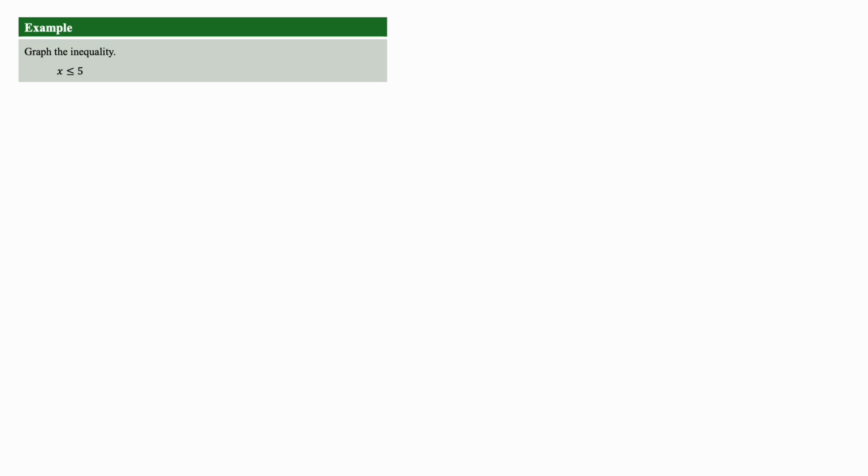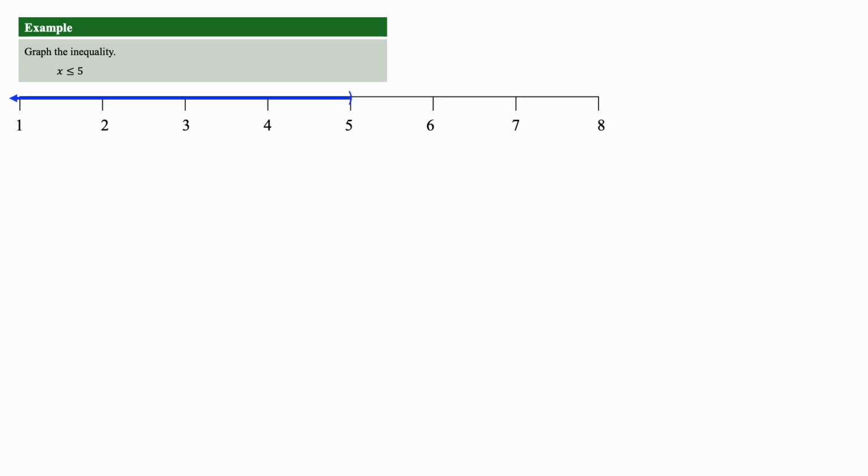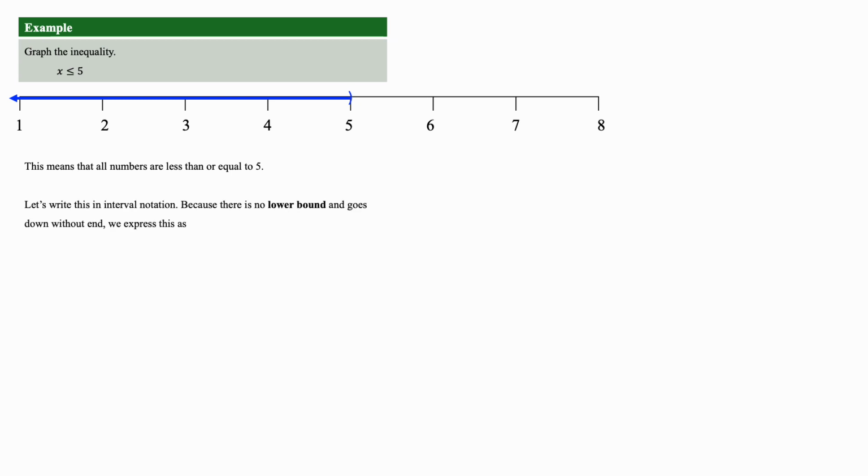In this one, let's graph x is less than or equal to 5. This means that all numbers are going to be less than 5, but can also mean that it's equal to 5. So let's write this in its interval notation, noting why we keep the parentheses and the brackets on both sides.